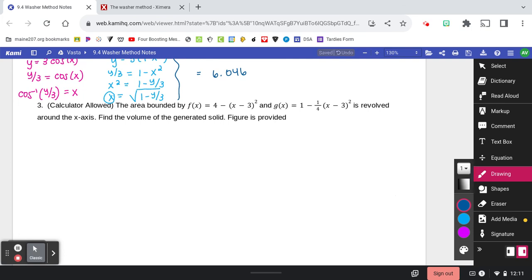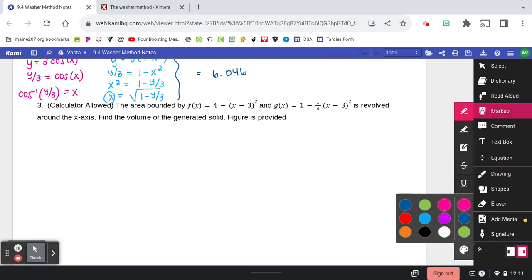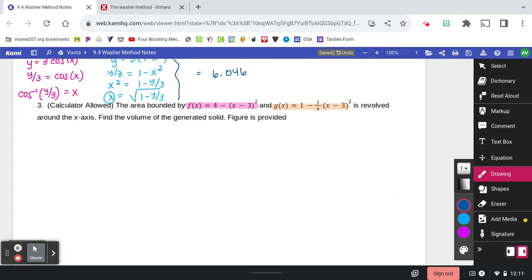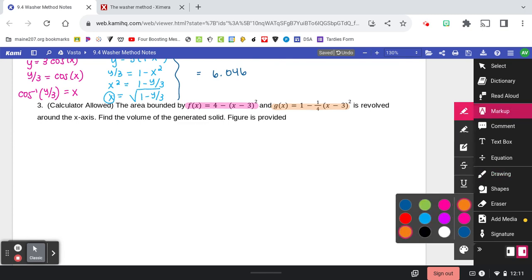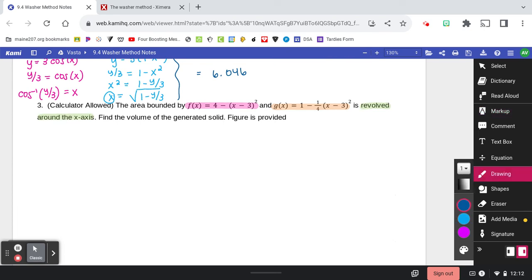So the first thing I'm going to do is type in both of these equations into my calculator. I want the area bounded by f of x, which is this equation, and g of x, which is this equation. And I'm going to revolve that around the x-axis. If I revolve around the x-axis, then I'm going to be doing everything in terms of x, which is nice because both of these equations are already in terms of x. I'm not going to need to do any rearranging.